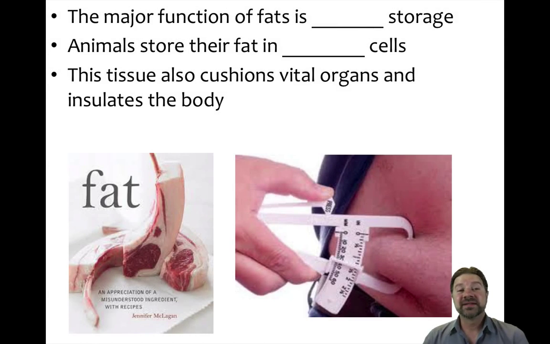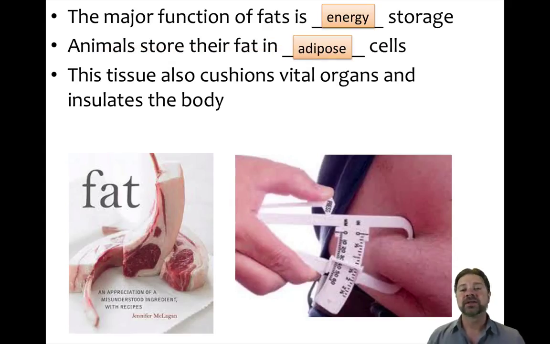What can be surprising to some is actually the function of fat, and it winds up being energy storage. Fat actually has over twice the amount of energy potential as a carbohydrate or a protein. So animals that have abundant fat stores will have more long-term energy than one that has a lower body fat percentage. A certain type of cell will carry this fat, and that's called an adipose cell, and we'll deal more with that when we get into tissues later this semester.